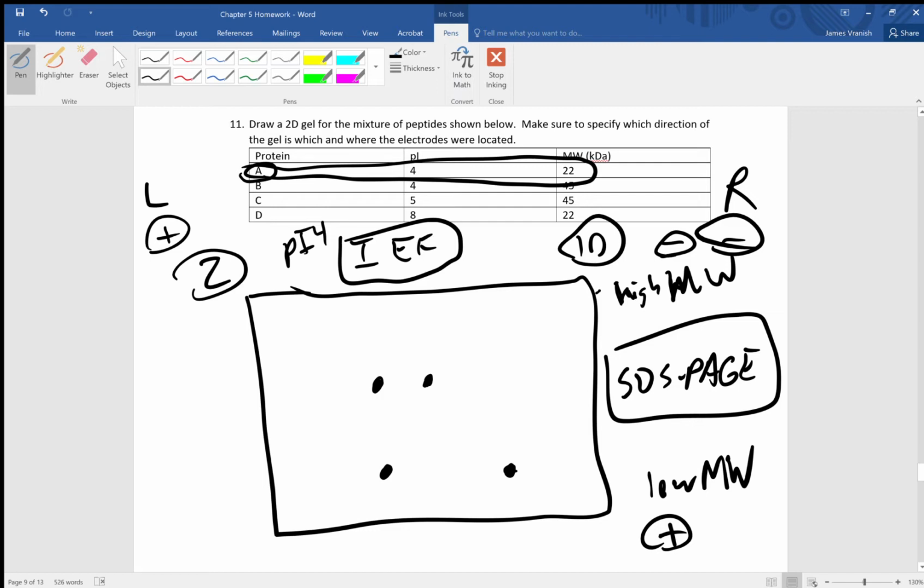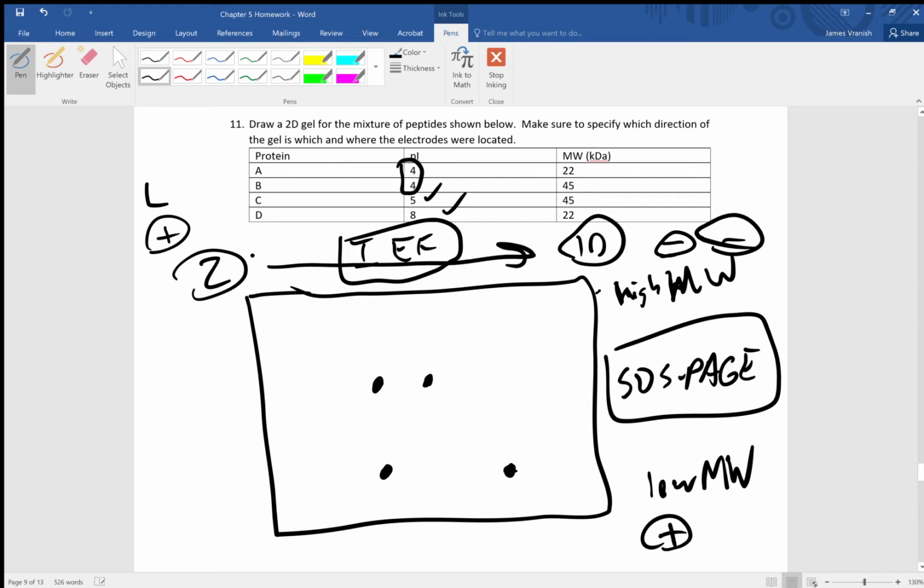All right, now that's the way the gel is set up. Now for figuring out where the proteins are on the gel. Well, we have two proteins here with a pI of 4, another one with a pI of 5, and another one with a pI of 8. Well, that will show up as we move in the X direction here. So we should have two proteins at approximately a pI of 4, another one here at a pI of 5, another one further down at a pI of 8.